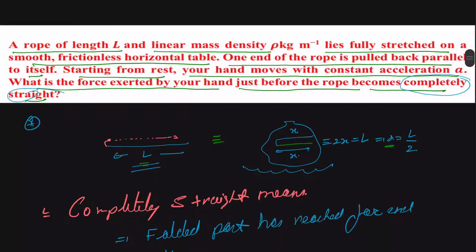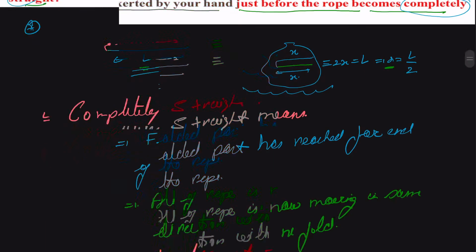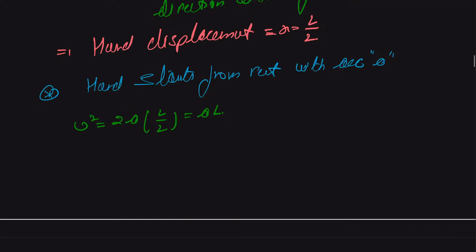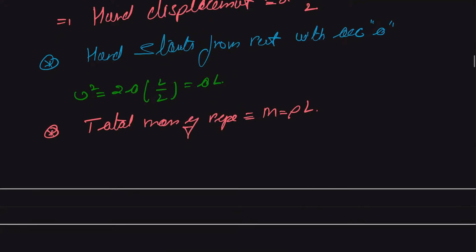And we are given that it has a mass density of rho. Therefore, we can write that the total mass of the rope, suppose that is capital M, will be equal to rho times L, because we are given that it has a linear mass density of rho, or we can say mass per unit length.